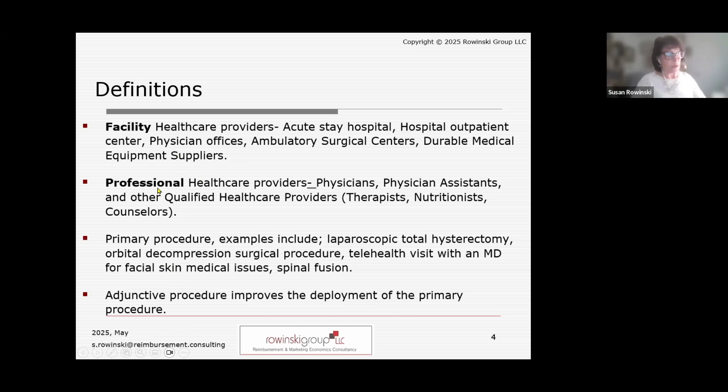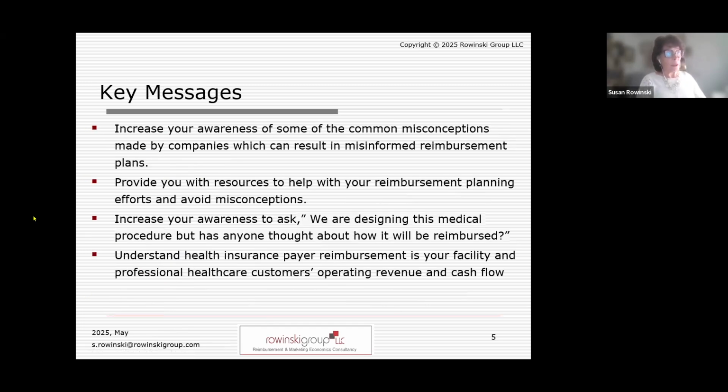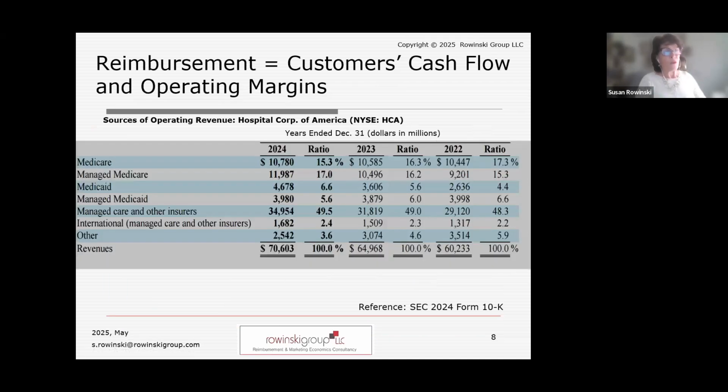versus professional providers. Key messages that I'd love everybody to take away: I want to increase your awareness of some of the common misconceptions made by companies, which often result in misinformed reimbursement plans. I'll provide you some resources to help with your reimbursement planning efforts and avoid misconceptions. I also want to increase your awareness to ask, as we are designing this medical procedure, has anyone thought about how it would be reimbursed? And then finally, understand the importance of reimbursement as it relates to your facility and professional healthcare providers' operating revenue and cash flow. So why is reimbursement important for your company's commercial success? Well, reimbursement is actually your customers' cash flow and operating margins.